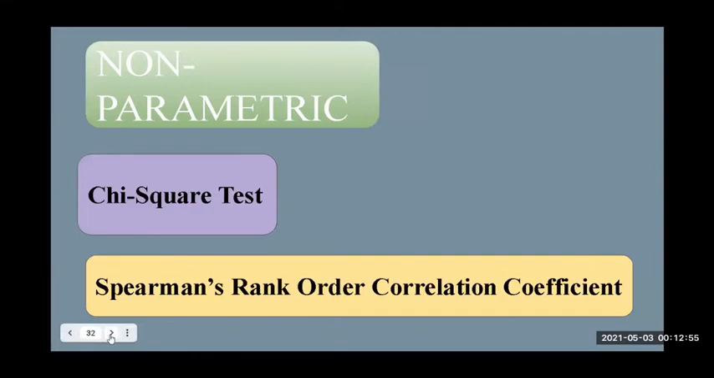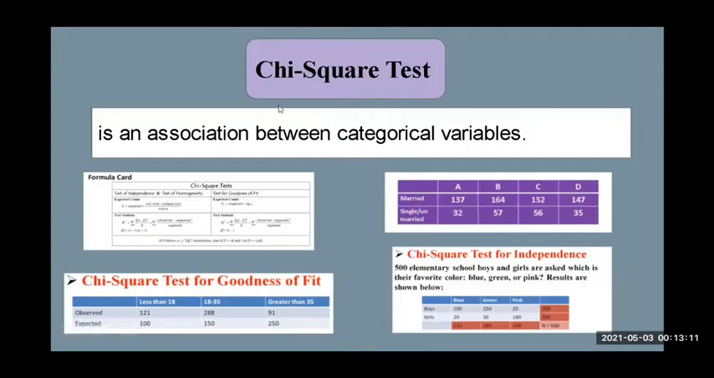Now, non-parametric has two topics: the chi-square test and the Spearman's rank order correlation coefficient. The chi-square test has three different subtypes, and we are going to start with it. So what is a chi-square test? It is an association between categorical variables.